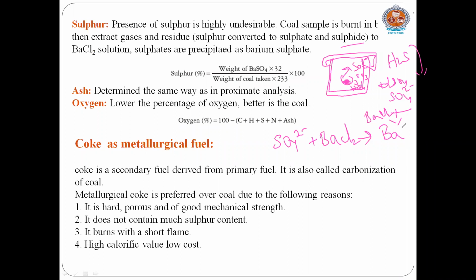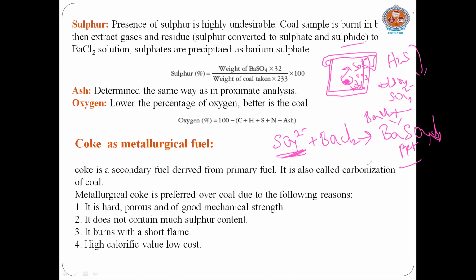It produces barium sulfate, BaSO4. Barium sulfate is an insoluble precipitate. Here also, the solid sulfur content present in the fuel sample is converted into a water soluble substance, a salt, SO4 2 minus. Then it is converted into a precipitate, barium sulfate, by reacting with barium chloride.